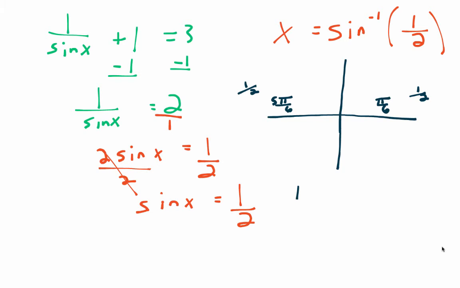So your answer will be 5 pi over 6 plus 2 pi n, and pi over 6 plus 2 pi n. And let me double check. And that will be your solution.